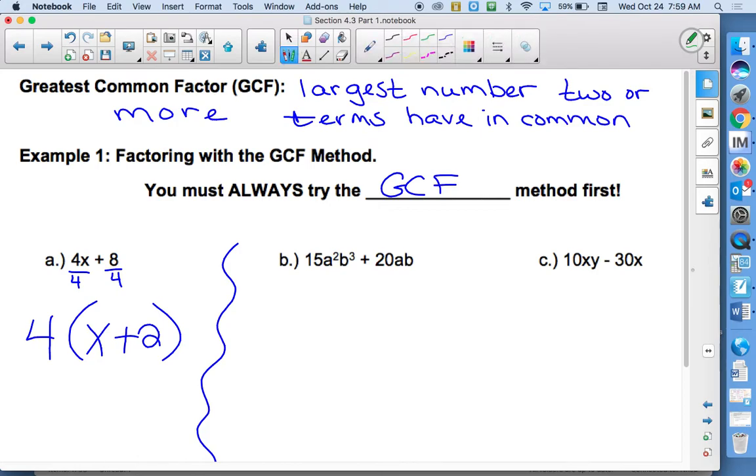Anyone want to take a shot at the GCF? Gavin, what do you think? So GCF with the numbers is 5. 15 and 20 are both divisible by 5. There's nothing larger that can go into them.